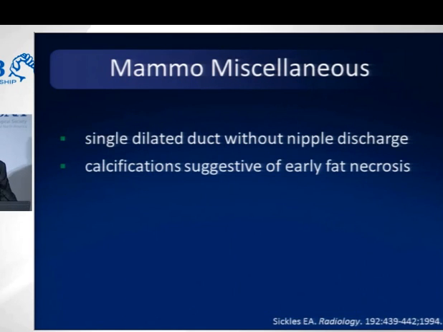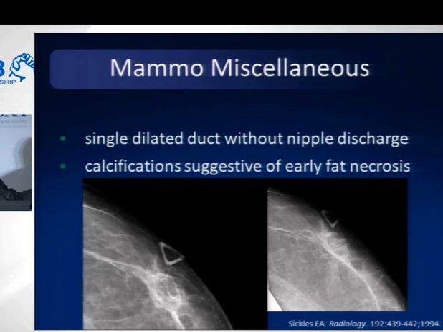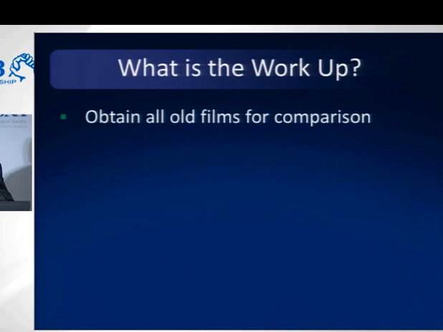And finally, calcifications that are suggestive of early fat necrosis. A little bit difficult to see, but there's a bit of a lucent lesion there with some calcifications that are beginning to look like rim calcifications in an area where the patient received some trauma. If you believe those are going to be early fat necrosis, that can be brought back as probably benign as well. So what's the workup?